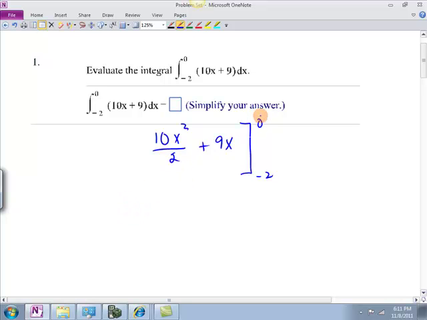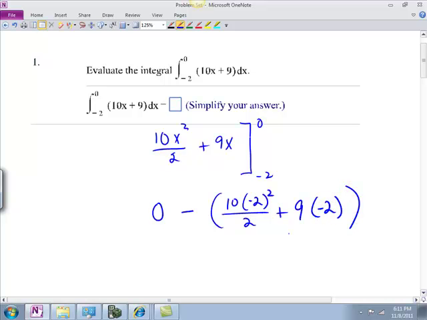So if I plug in 0 to this whole expression, what do I get? 0. Okay, and it isn't always the case. You know, if you had e to the x and you plugged in 0, you don't get 0, you have 1. So be careful. If it's 0, fine. All right, and then we've got 10 times -2 squared over 2 plus 9 times -2. Okay, so you can figure that out.